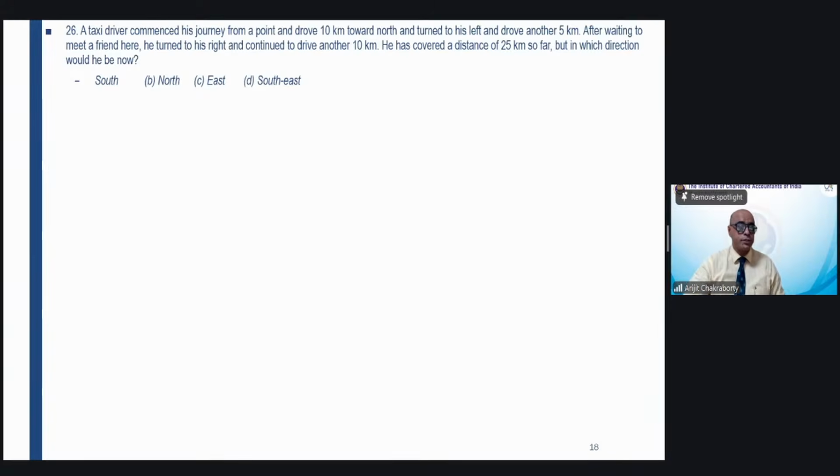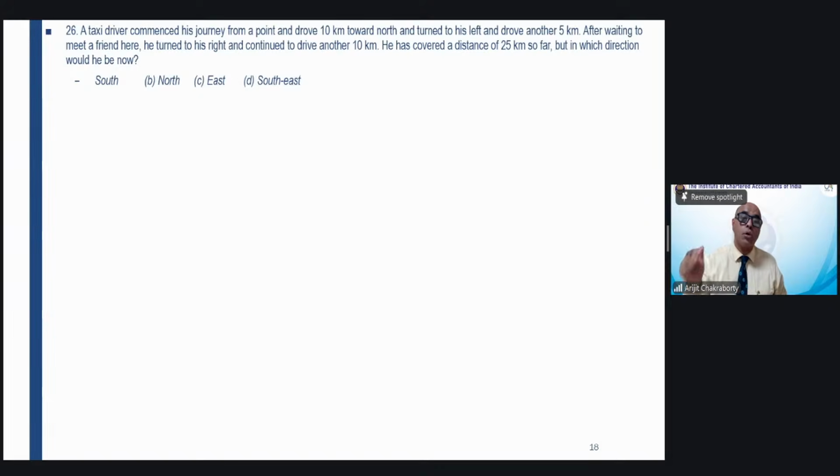Well, in this question, if you see for question number 26, the trajectory, जिसे हम लोग कहते हैं ना trajectory, आपका जो track, like footsteps, track. So the track is, he is driving 10 kilometers towards north, 5 kilometers towards the left, matlab west. Okay, and after waiting to meet, he turns to his right, yani फिर से north, and continues to drive 10 kilometers. So the track is 10 kilometers north, 5 kilometers west, 10 kilometers north. In which direction is he now?